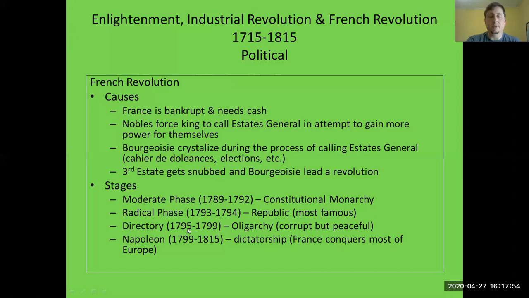And so that is replaced by the Directory. The Directory stumbles along for about 4 years. This is an oligarchy. It is incredibly corrupt, but at least it's peaceful. Nobody's losing their heads under the Directory. The Directory is eventually overthrown by Napoleon Bonaparte, who establishes a military dictatorship. This is the part where France conquers most of Europe, and everybody else in Europe begins to say, hey, maybe this revolution thing is a bad thing. And so that's going to lead into the 19th century and the next video and the next sprite chart.